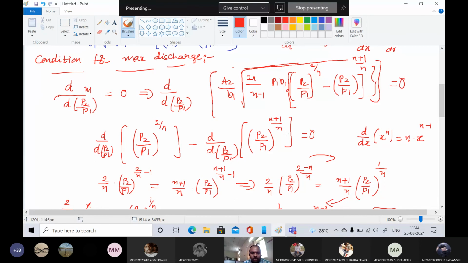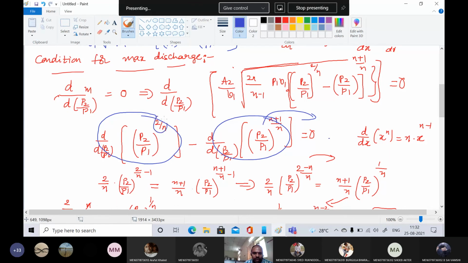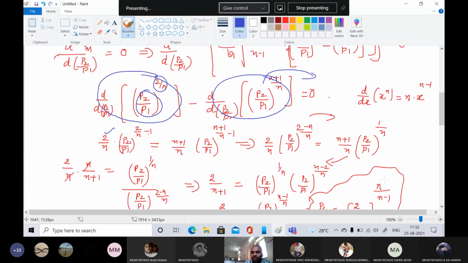So d by dx of this minus d by dx of this equals 0. If I take this right side, I can equate and put a plus symbol. That is the same thing I did. For d by dx of x power n, we used the formula n into x power n minus 1. Here also n is nothing but n plus 1 by n into x power n minus 1. Then we simplified and we got the pressure ratio condition.